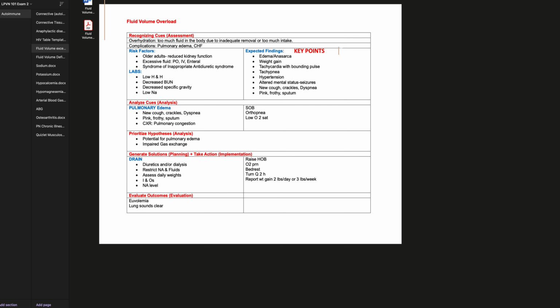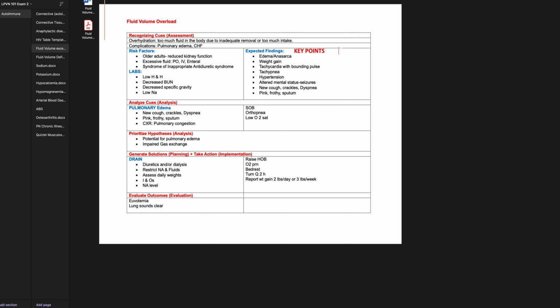Key points are the expected findings. You're going to expect to see edema. The patient may have anasarca. Anasarca is an all-over body edema. Obviously, they're going to have weight gain because fluid makes you gain weight. Now, students oftentimes don't remember this, but when the body's under stress, the patient is going to have tachycardia. Okay, so fluid volume overload, tachycardia.